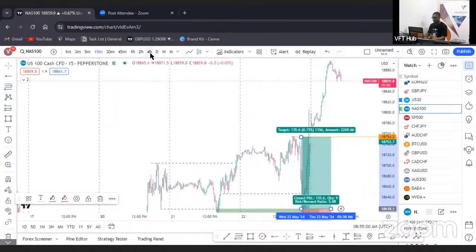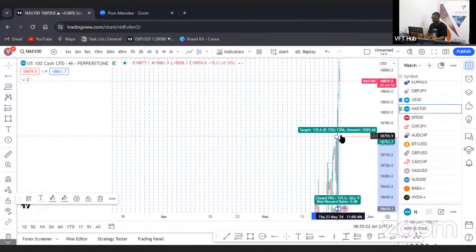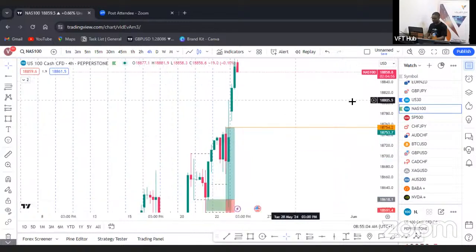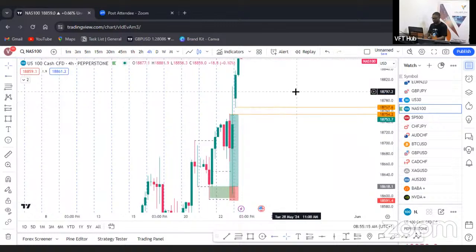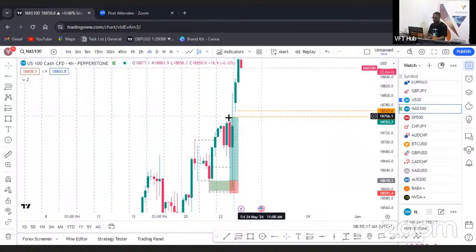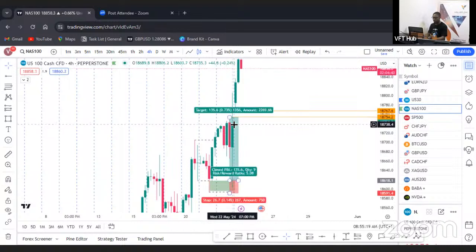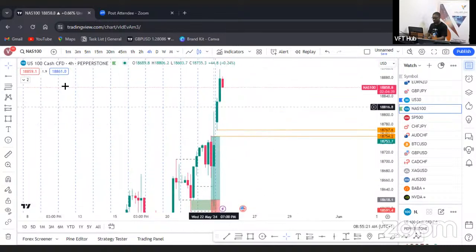Now, what am I saying for today? Today, I'm very, very patient. Expecting price to come to this entire level, right? This kind of weak imbalance that I'm seeing here. Expecting price to come to this entire level to fill all of this, or even tap into this other block. However, there's also a fair value gap resting above here.